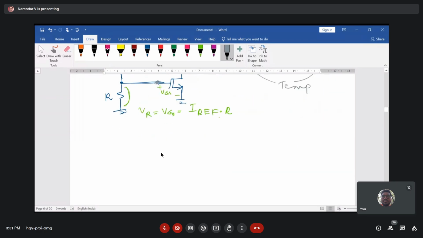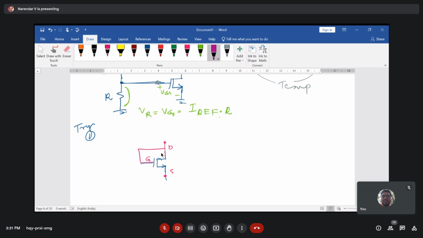What we do is, you can call it the first trial, we take a MOS transistor and connect the MOS transistor gate with the drain terminal. Now it becomes a two terminal device. This is the drain and source, and the gate is connected to the drain. So it becomes a two terminal device.